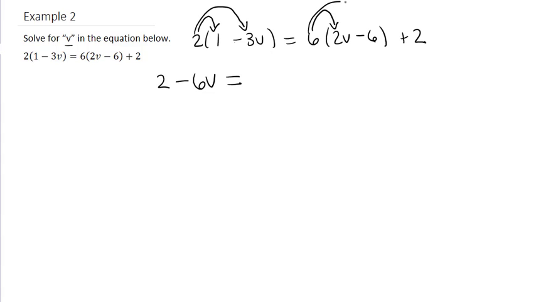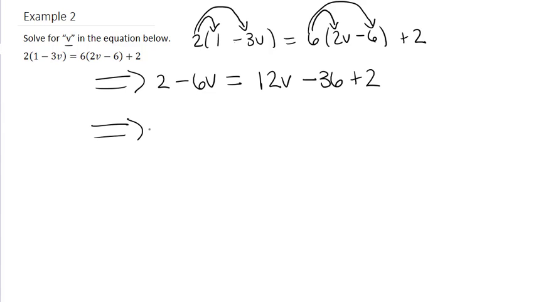Now we're going to need to multiply that 6 by the 2v and then the negative 6. So 6 times 2v is 12v. Now 6 times negative 6 is minus 36. And then we have just this plus 2. So now we've distributed. Now we can combine like terms on both sides of the equal sign before we start solving. So we're going to do this big arrow to say that this is the new line.